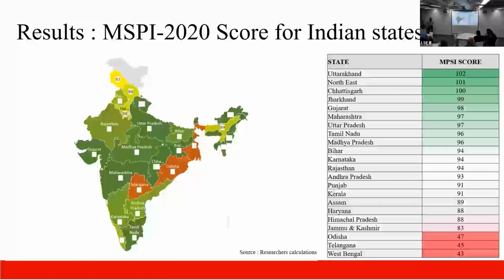After this calculation, if we put all the things together, we will find the MSPI score as given in the last table. This particular portion in green is where states scored 95 and above. This score is out of 120.